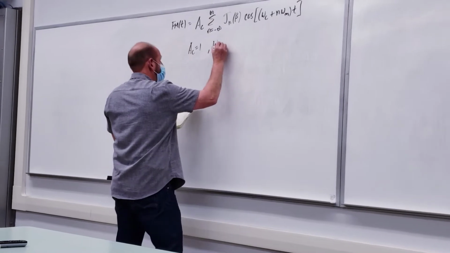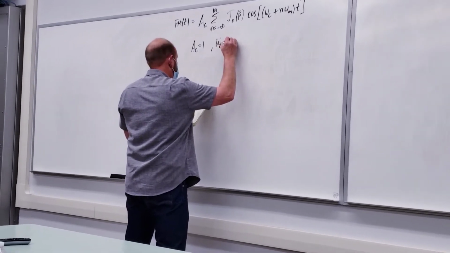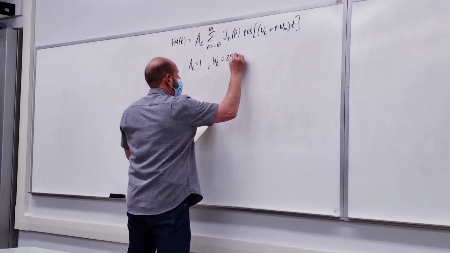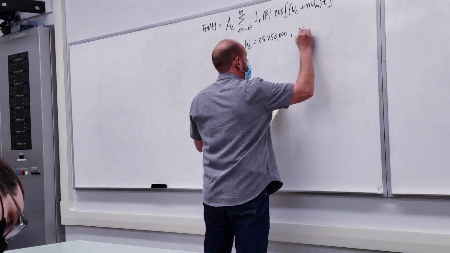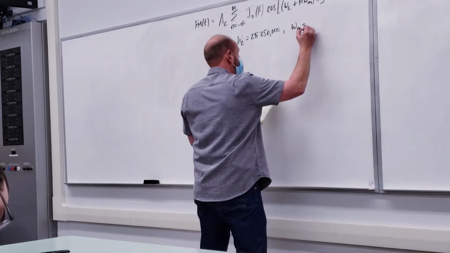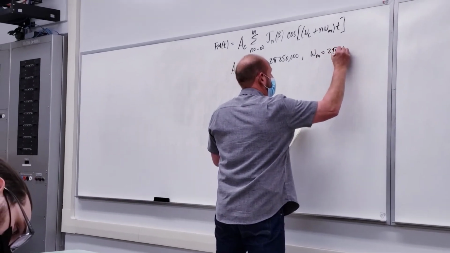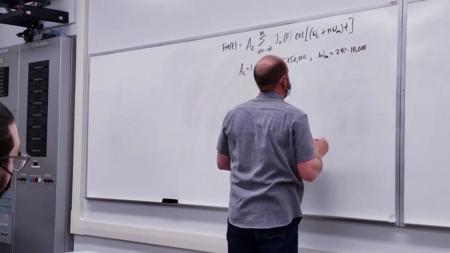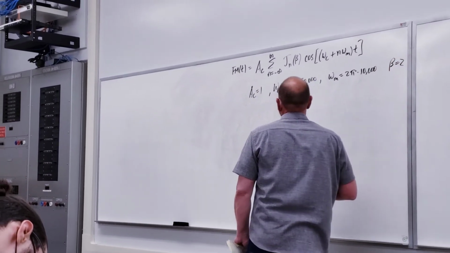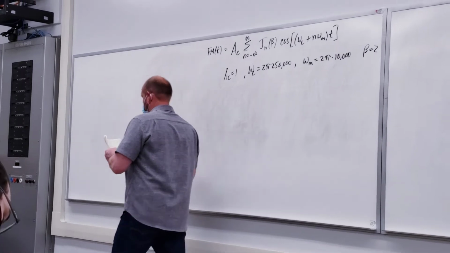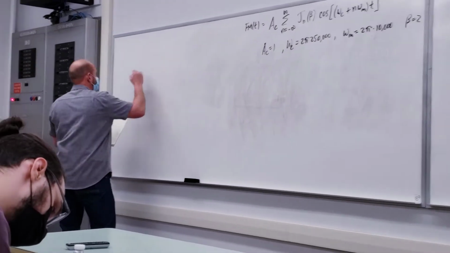Carrier frequency is 250k, so 2 pi times 250,000. Message frequency is 10k, so 2 pi times 10,000. And for our part A, beta is 2. So let's write this out with those substitutions.